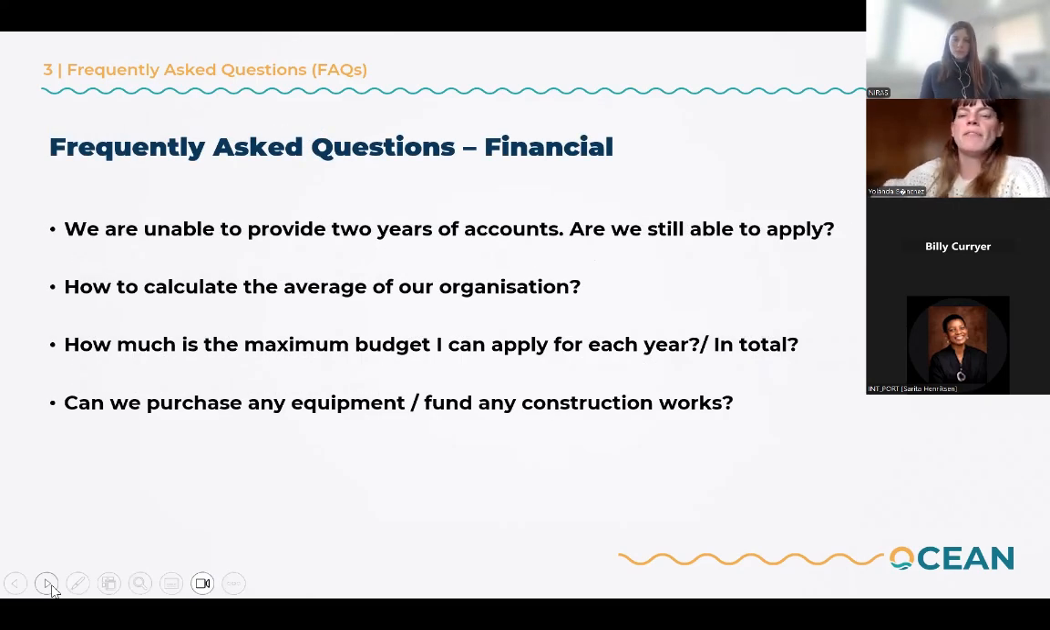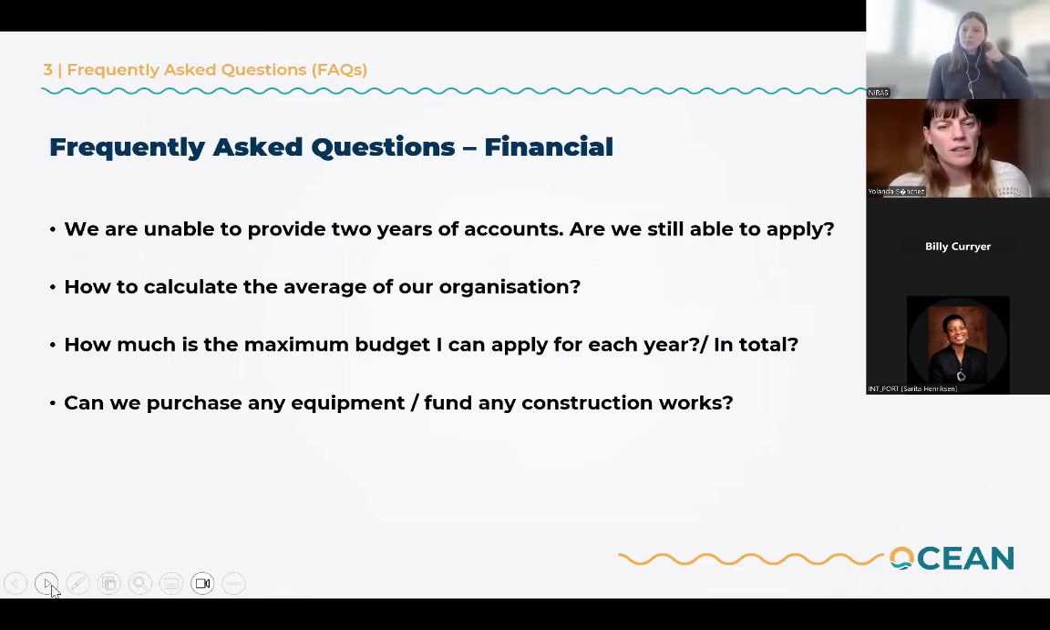And here are some of the common questions for the financial theme related to the application. So we are unable to provide 2 years of accounts. Are we still able to apply? So sorry, but no. One of the biggest requirements for applying to the grant is being able to share these 2 years of accounts.